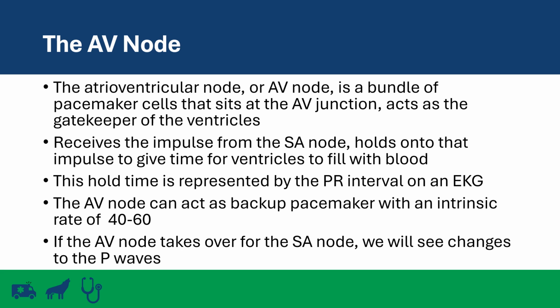Now, another interesting thing about the AV node is that if the SA node quits doing its job, the AV node can back up and can act as a backup pacemaker. Now, the AV node can beat at an intrinsic rate of 40 to 60. So it's a little bit slower than the SA node. Additionally, if the AV node takes over for the SA node, we will see changes to the P waves.